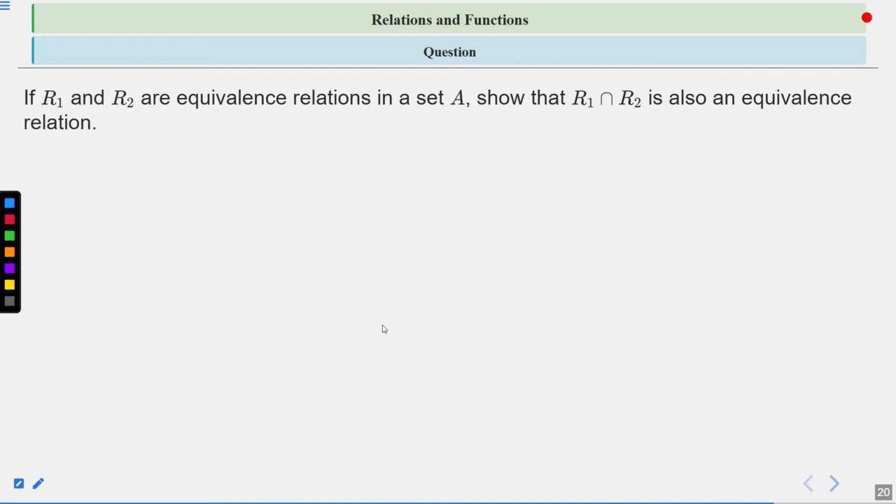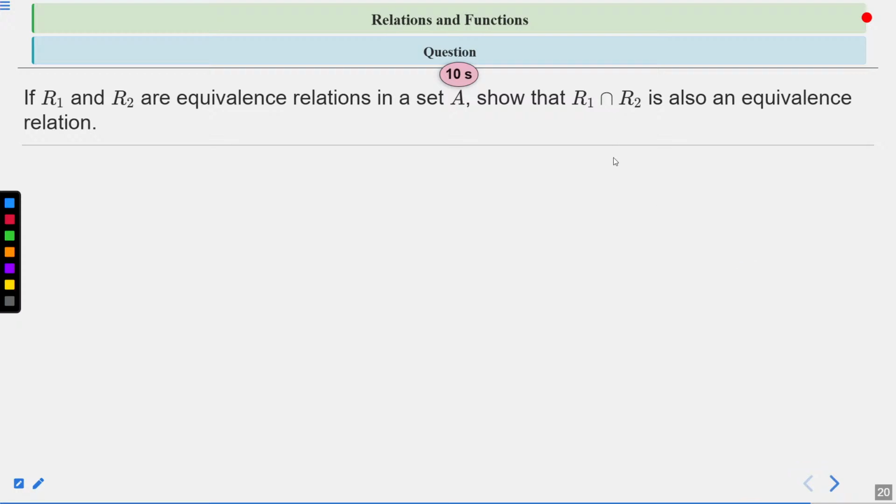Now let us see the next question. If R1 and R2 are equivalence relations in set A, you have to show that R1 intersection R2 is also an equivalence relation. So you have 10 seconds to solve or think about this question. After that, we will discuss.